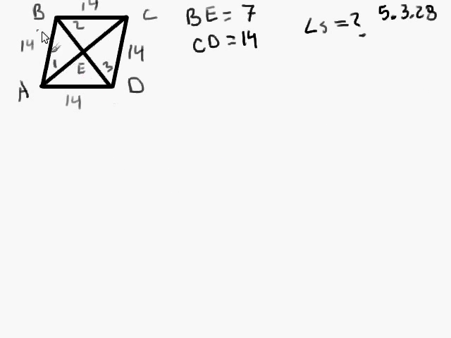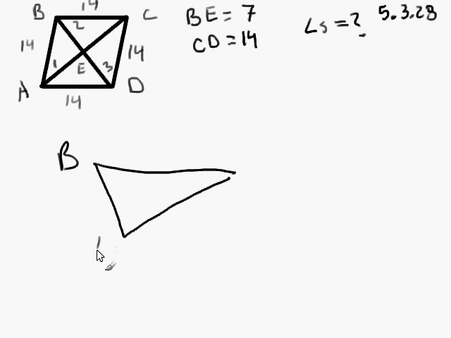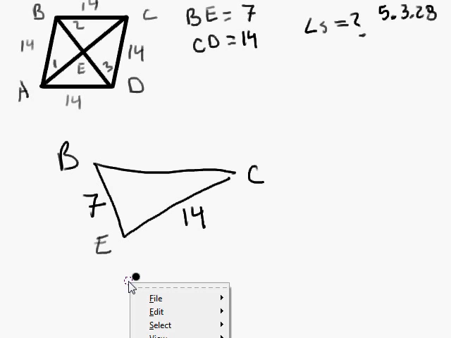Okay, so now we have this triangle, BEC. Wonderful triangles here. This measures 14, this measures 7. BE and EC are perpendicular. The diagonals of a rhombus are perpendicular to each other. That's theorem 5.23.